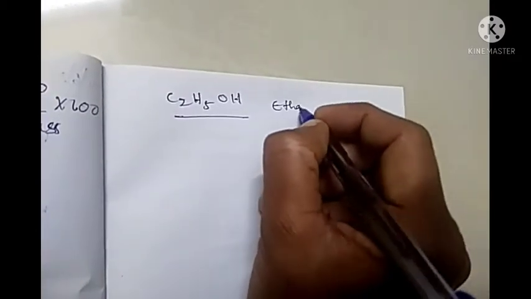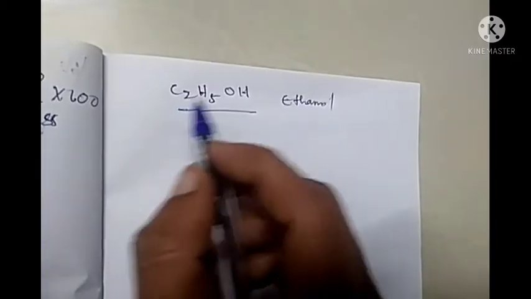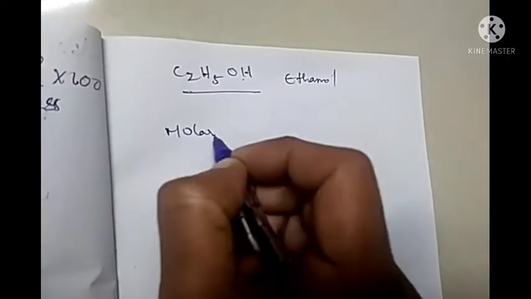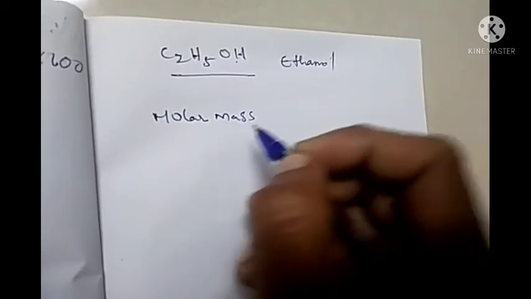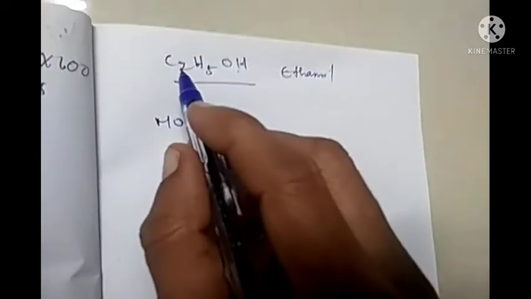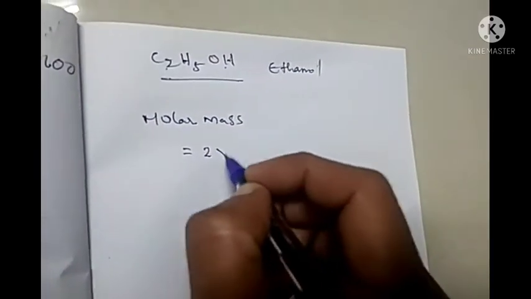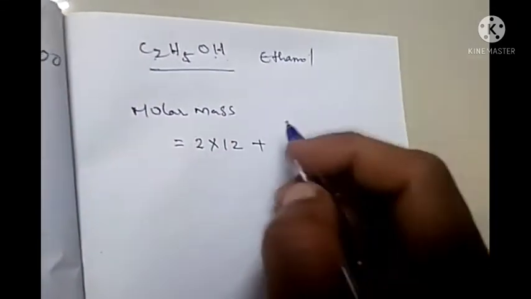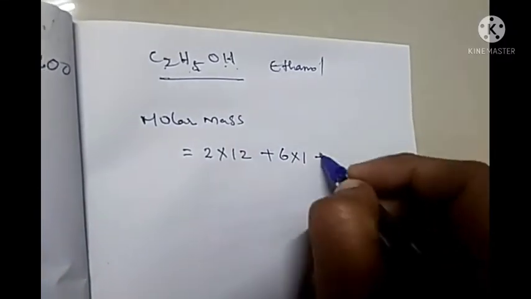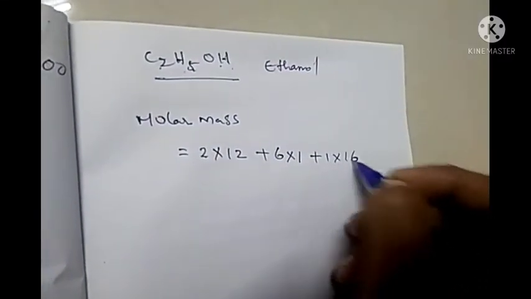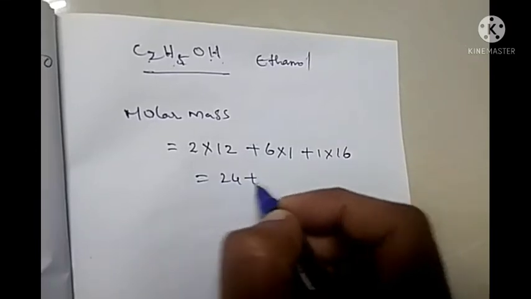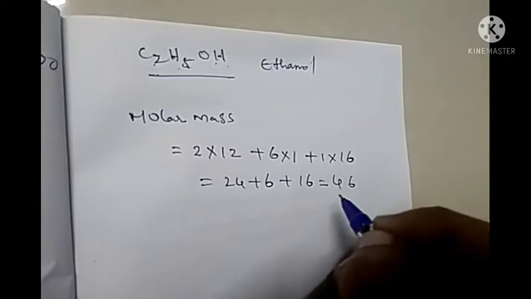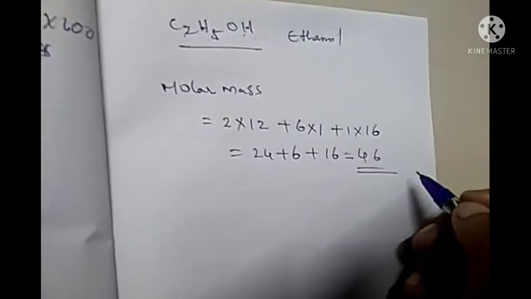Ethanol. Which are the elements? Carbon, hydrogen and oxygen. First we can calculate its molar mass. Molar mass of ethanol: 2 carbon atoms are there, so 2 into 12, plus 6 hydrogen atoms are there, 5 plus 1, 6 hydrogen atoms, so 6 into 1, plus 1 oxygen atom, so 1 into 16. That is equal to 24 plus 6 plus 16, which is 46. That is the molar mass of ethanol.